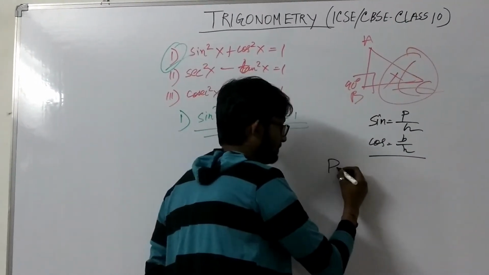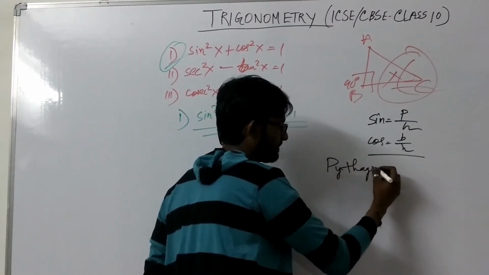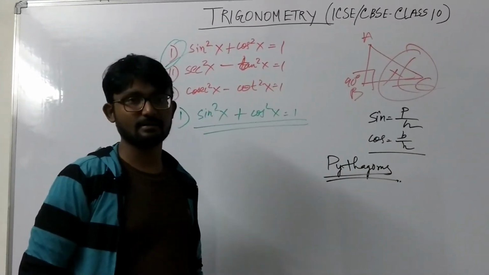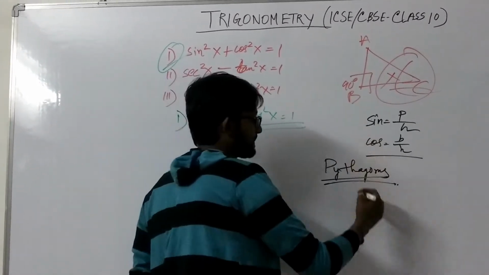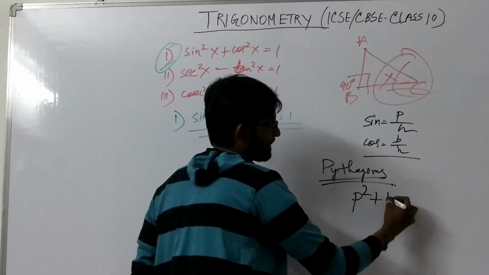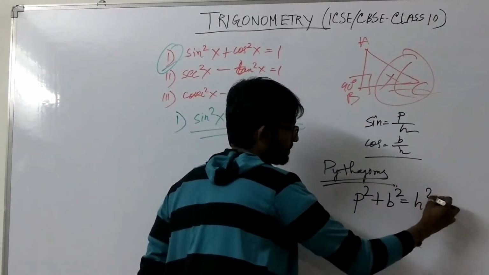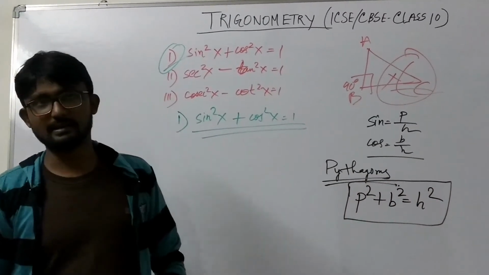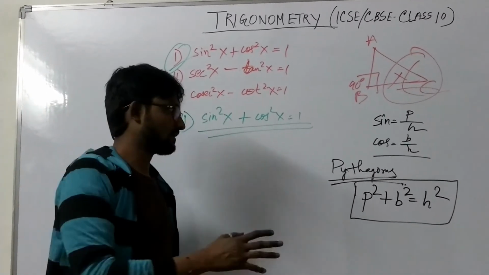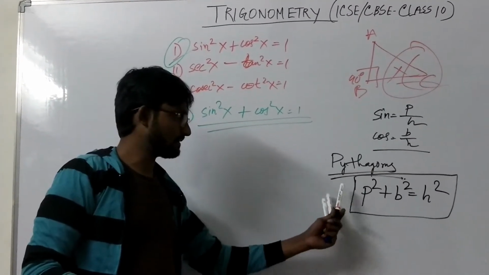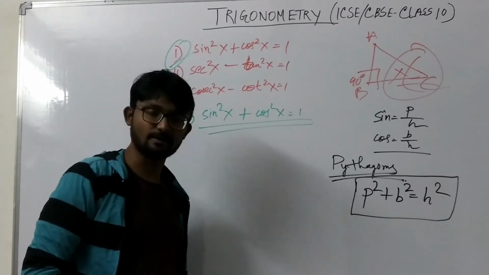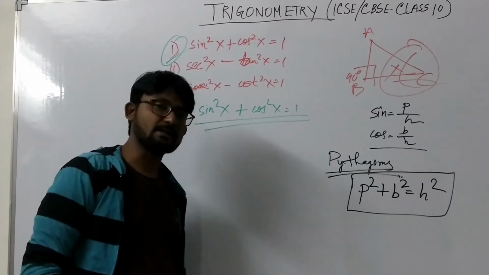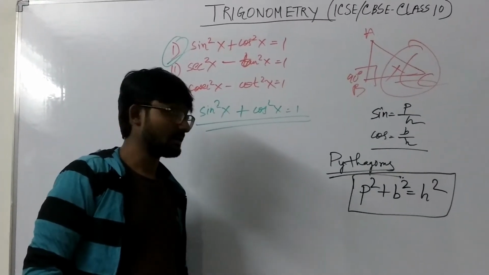But before going into the main part, I will tell you one more thing. I think you guys know Pythagoras theorem. What does Pythagoras theorem tell you? In a right angle triangle, perpendicular square plus base square is equal to hypotenuse square. This is the main basic formula that you guys have done in your class 7 or 8. I have written this formula, Pythagoras theorem.